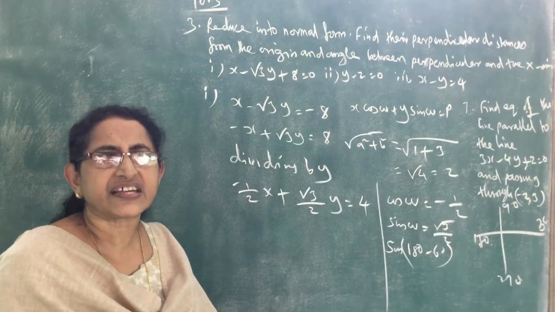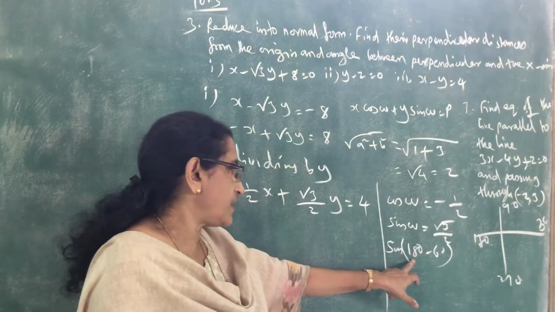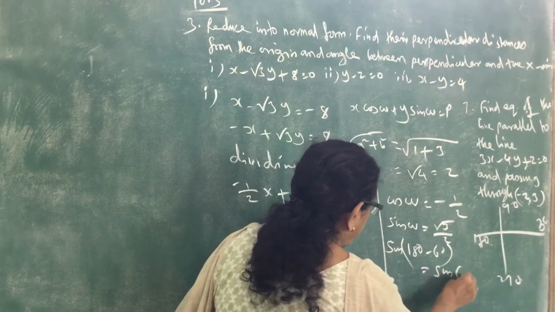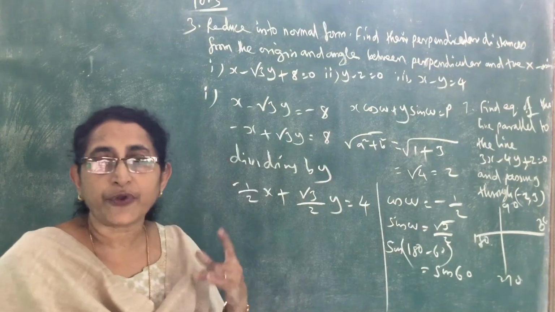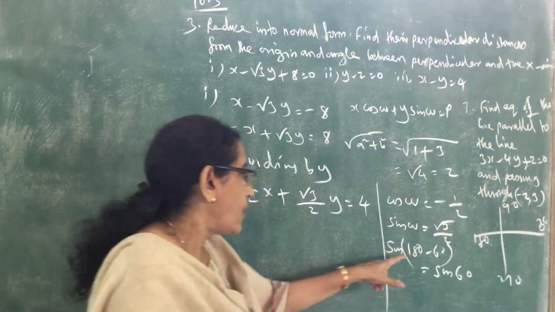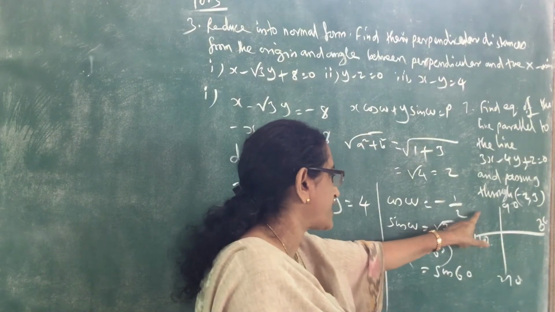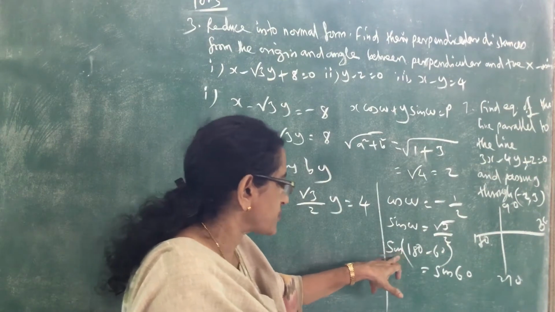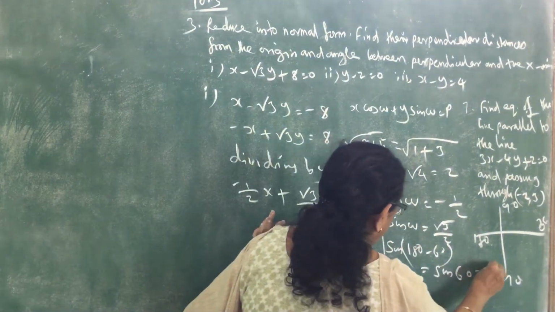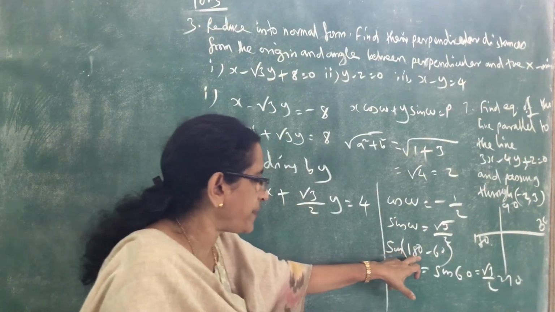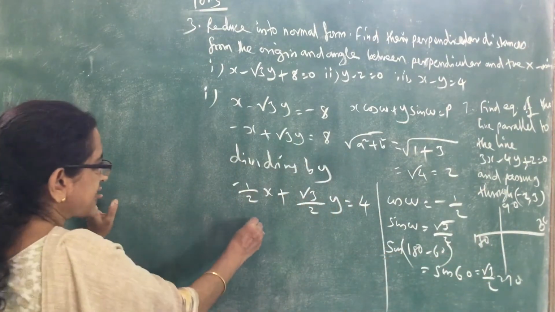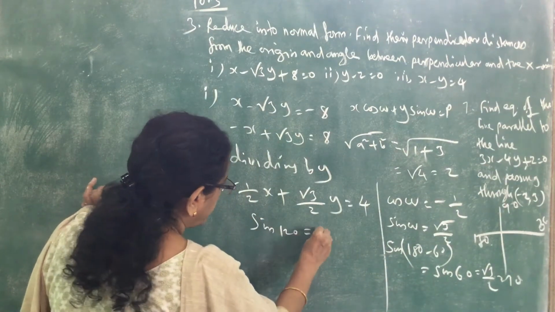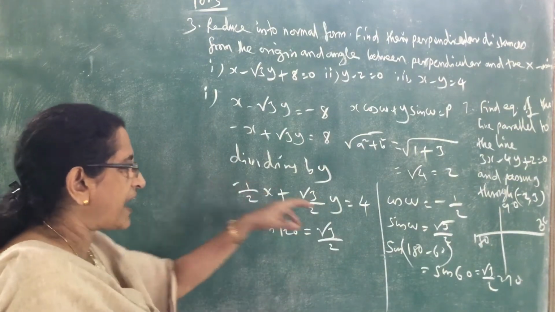What is sin of 180 minus theta? When the angle is 180 minus theta, there is no change: sin theta itself, that is sin 60 degrees. We have to think about the sign, positive or negative. 180 minus is the second quadrant, sin positive, cos negative. So the sign is positive. Sin 60 is root 3 by 2. So sin of 180 minus 60 is root 3 by 2. That means sin 120, since 180 minus 60 is 120, equals root 3 by 2.